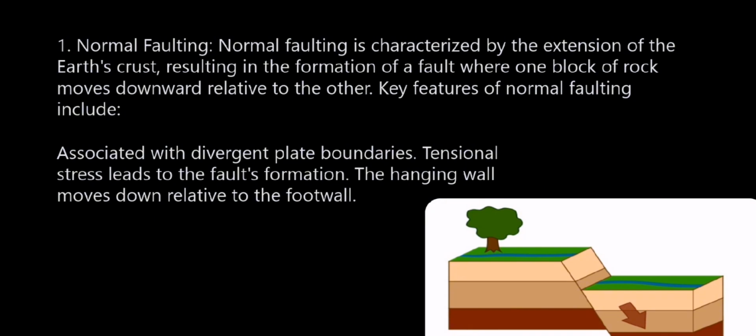Normal faulting. Normal faulting is characterized by the extension of the Earth's crust, resulting in the formation of a fault where one block of rock moves downward relative to the other. Key features of normal faulting include: associated with divergent plate boundaries, tensional stress leads to the fault's formation. The hanging wall moves down relative to the footwall.